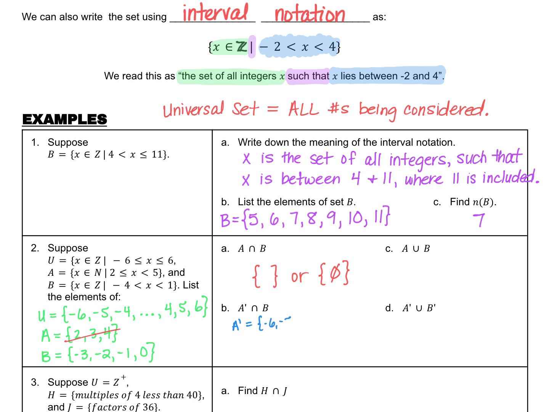My numbers that are not in A will end up being -6, -5, -4, all the way to 1, and then we can say including 5 and 6. So when I say where does not A intersect not B, we would say 0.